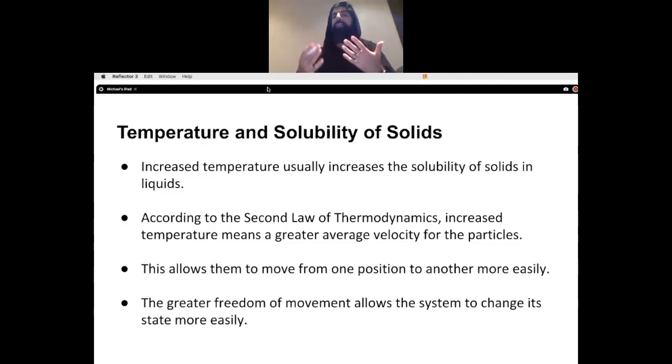As I increase the temperature on that liquid, eventually it will evaporate into a gas, because the particles are moving so quickly. This allows them to move from one position to another more easily. The greater freedom of movement allows the system to change its state more easily.